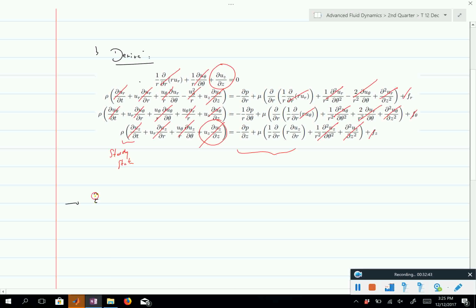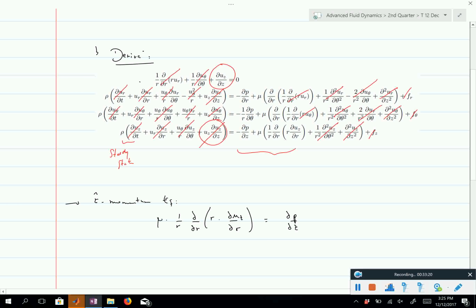So we only have the z momentum equation, which is mu times 1 over r, partial over partial r of r times partial uz over partial r, is going to be equal to partial p over partial z.